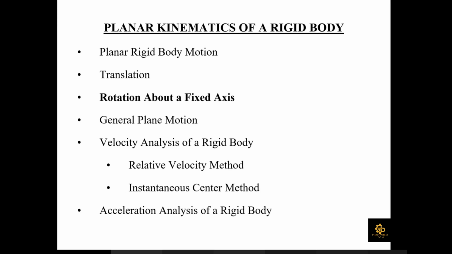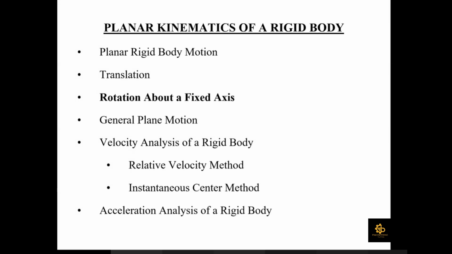In case of translation, we say that the original orientation of that rigid body is not going to change. So if you pick any line segment of that rigid body, its orientation would remain the same throughout the motion if it is in translatory motion. In translation, we then saw that there are two different types of translation. The first one is rectilinear translation and the second one is curvilinear translation.